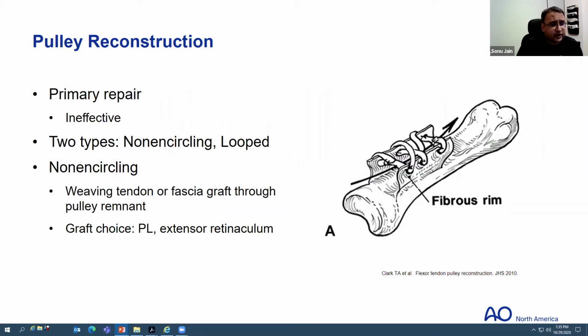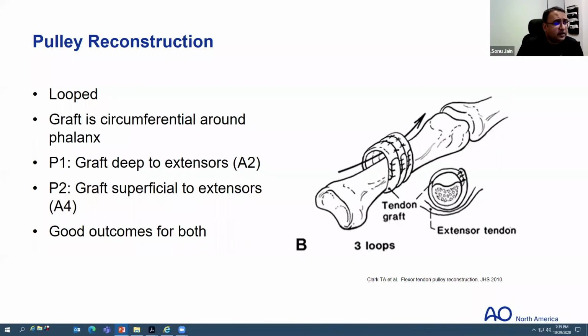And there's two types. There's a non-encircling and a loop. So the non-encircling is almost like tying your shoelaces together. You weave tendons or fascia graft to the pulley remnant. Use palmaris longus or your extensor retinaculum for that. And then you can use your loop, which I like doing. I think it's more robust, at least from my perspective.